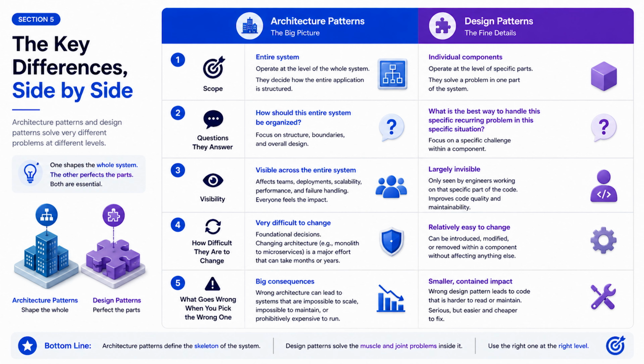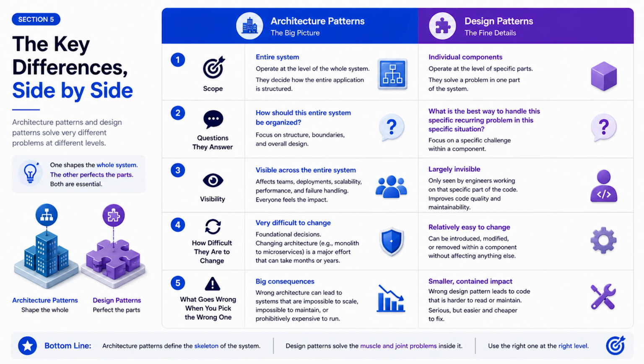The third difference is visibility. Architecture patterns affect teams, deployments, scaling, and failure handling. Design patterns usually stay inside the code of one feature or module. The fourth difference is how hard they are to change. Reworking an architecture can take months. Swapping a design pattern inside one component is usually much easier.